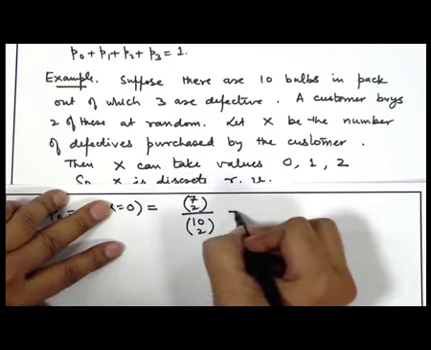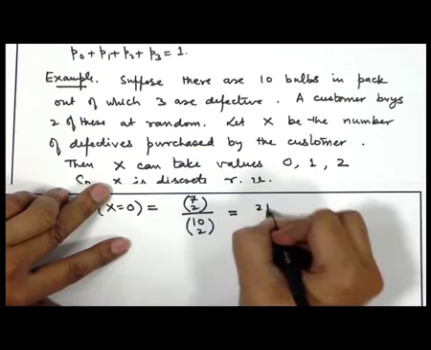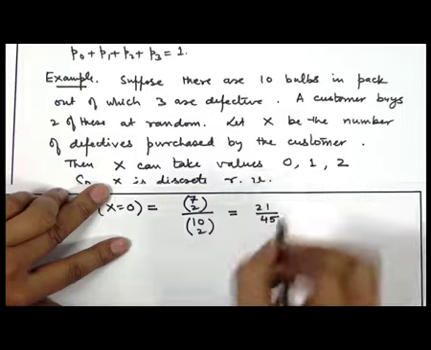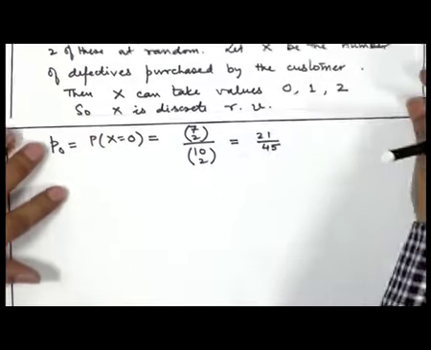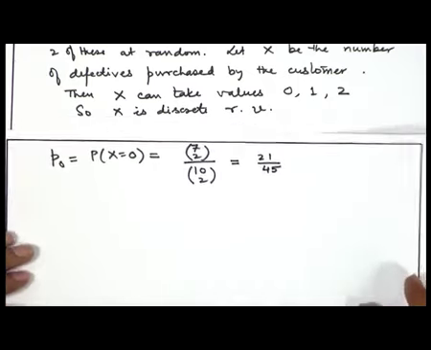Now, this can be easily simplified. So, this is giving 21 by 45. This can be further simplified. I have not simplified intentionally, just to show that the sum is all right.